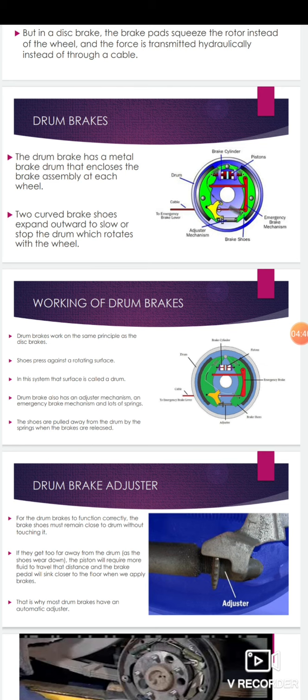The drum brake has a metal brake drum that includes the brake assembly at each wheel. This figure is the same in all four wheels, and two curved brake shoes expand towards the drum, to slow or stop the drum, which rotates with the wheels. In this, the drum basically rotates at a similar RPM to the wheels.